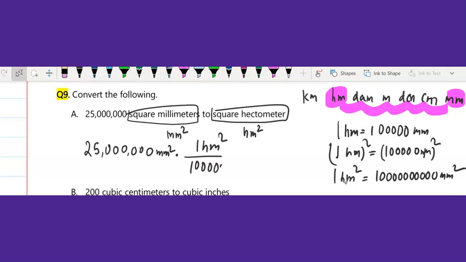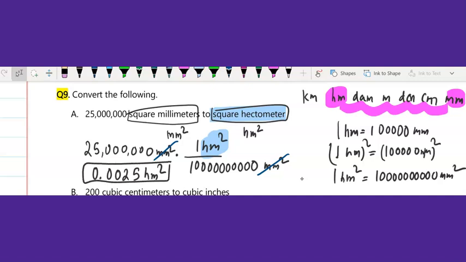1 2 3 4 5 6 7 8 9 10, and this is millimeter square. So millimeter square cancels, and you see the answer in the hectometer square. That's what we need, in other words, square hectometer. And if you do divide, you get 0.0025 hectometer square. That's the answer.